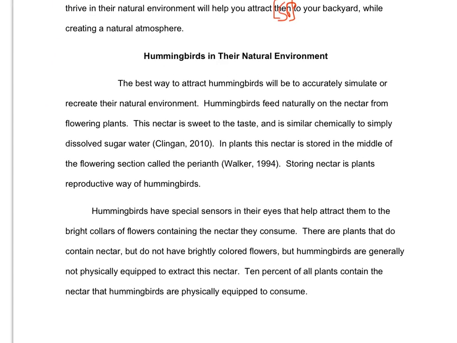So as we go in here to the second paragraph, you'll see we have a heading properly formatted in APA format. This is a level 1. I'll write that down for you.